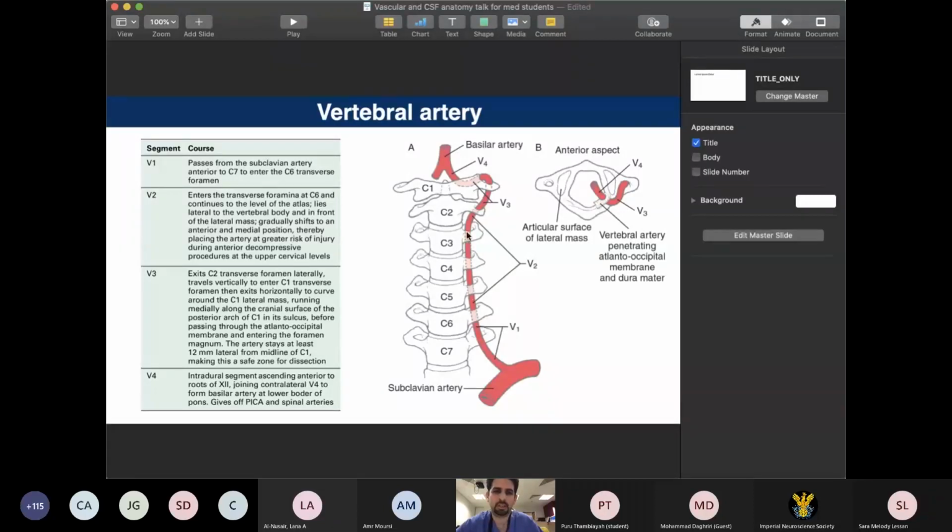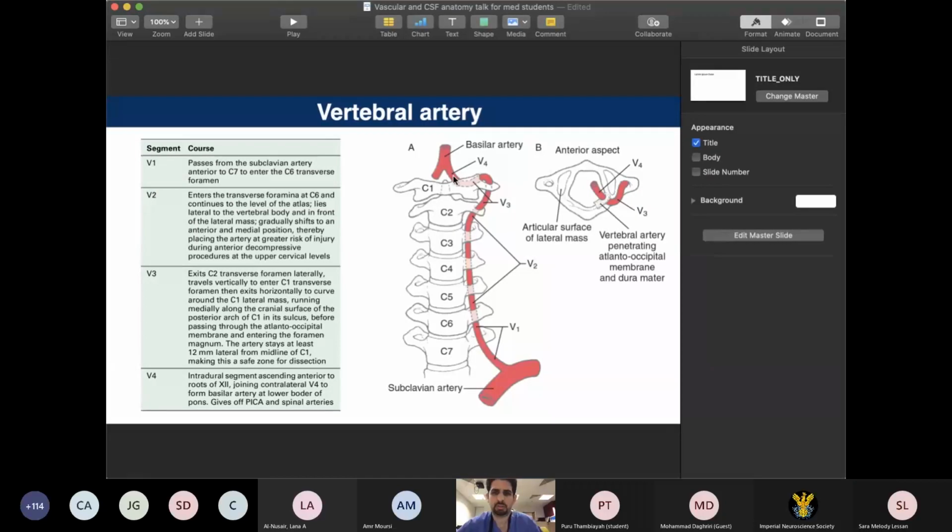V2 is the straight segment that goes through all of the transverse foramen until you get to C2. The V2 segment stops at C2. The V3 segment then comes out of C2, travels laterally, then vertically, and then enters C1 through its transverse foramen. So C1 does have a transverse foramen, but it's not part of V2, it's part of V3. And then where it enters the dura, it becomes V4.